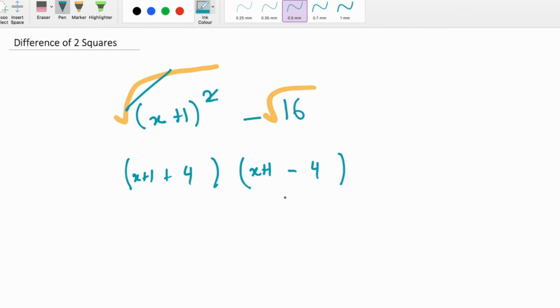Now, obviously, this can be simplified a little bit further. So let's go ahead and do that. We have, first of all, x plus 1 plus 4. That is x plus 5. After this, in our second bracket, we have x plus 1 minus 4. So that will be x minus 3. And that is our difference of two squares simplified and factorized.